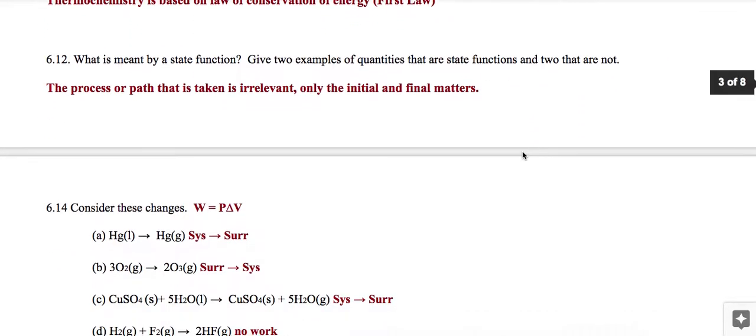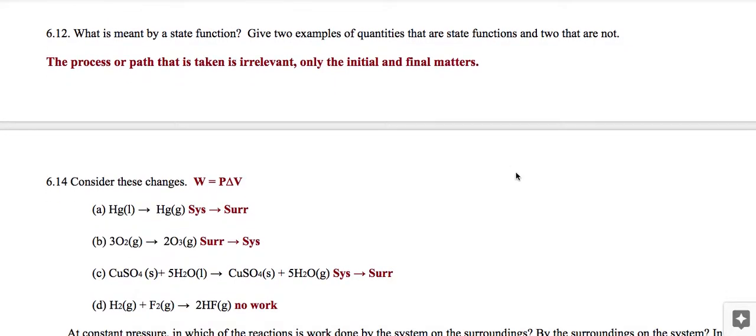All right, we have state functions. In chemistry, we love state functions. State functions say that it doesn't matter what path is taken in terms of a change, only the initial and the final. So we have the initial, we have the final. If we have those two values, we can figure out the change just by subtracting.